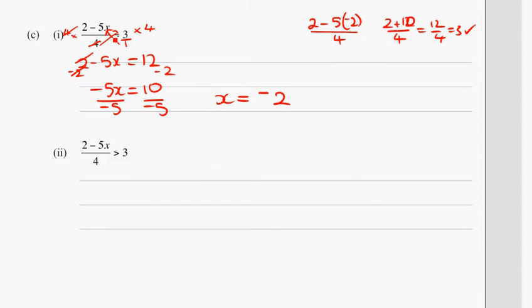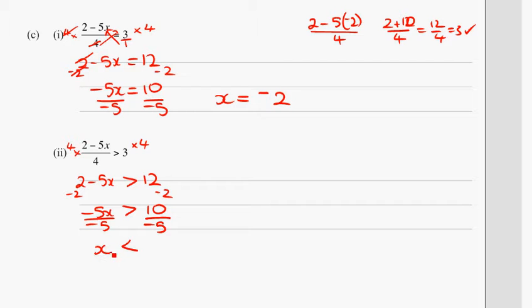Part 2, you notice it's similar to above, but this time it has an inequality, so we'll solve it just the same. Timesing by 4. 3 4s are 12. Subtracting the 2. And then this time when we divide by a negative, we need to remember to reverse the inequality.